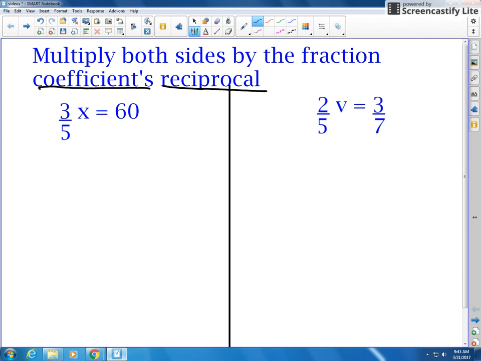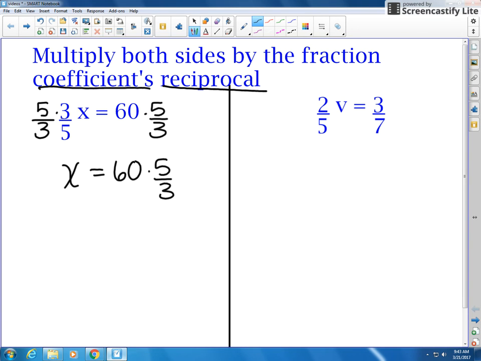So if I look at here, I have 3/5 x, so I'm going to flip that fraction to the reciprocal and multiply it by 5 over 3. Well, if I do it to one side, I must do it to the other side. 5 over 3 times 3/5 x is going to leave me with 1x. So 1x equals 60 times 5 over 3.